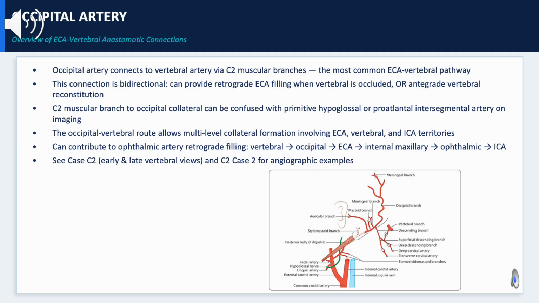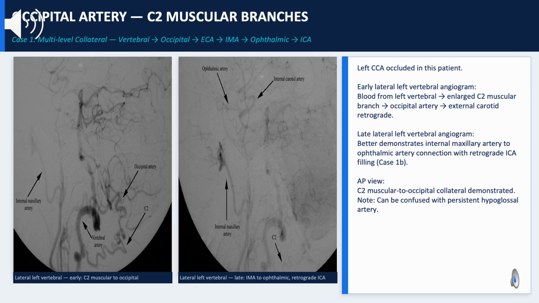The warning about confusion with the hypoglossal artery is practically important. Both vessels enter the skull through foramina near the C2 level on AP angiography. The key difference is that the C2 muscular branch is extradural, while the hypoglossal artery is intradural and traverses the hypoglossal canal. This case demonstrates the full 5-vessel chain from vertebral artery to intracranial ICA via the ECA, the most complex collateral pathway in the cerebrovascular system.